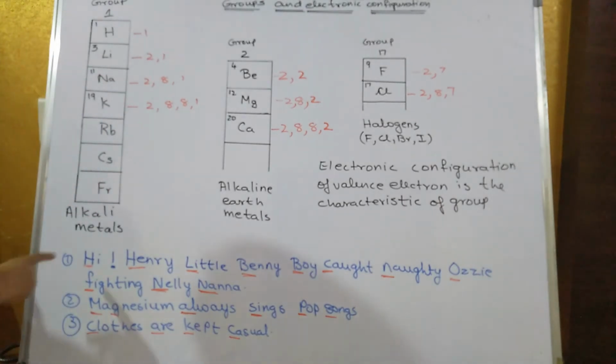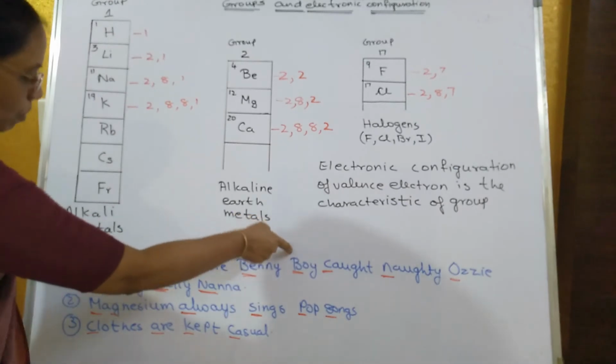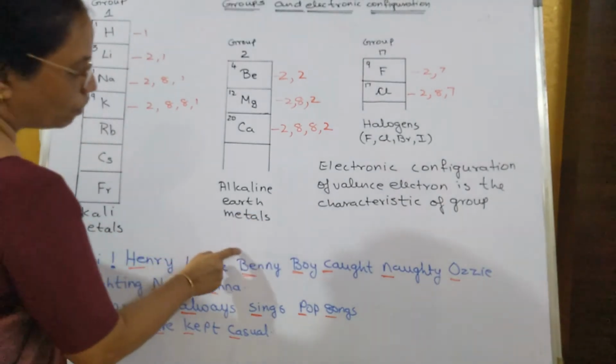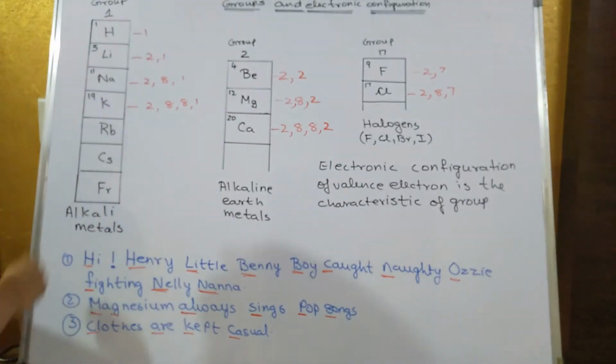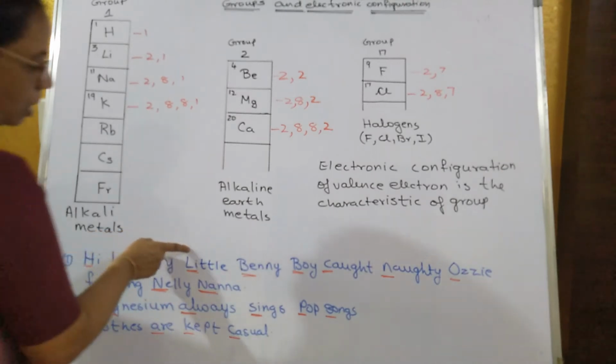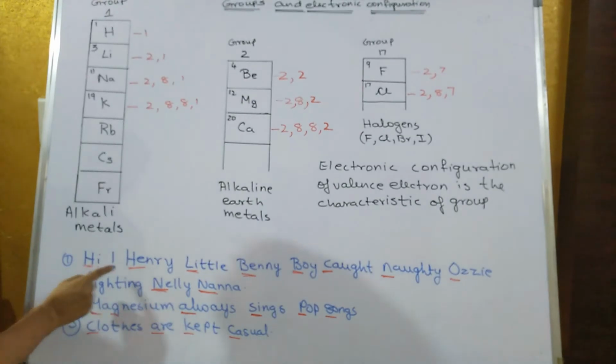So supposing I want to see boron. What is the atomic number of boron? 1, 2, 3, 4, 5. So the atomic number of boron is 5. If I want to see sodium, we already know sodium is 11. So just count and see: 1, 2, 3, 4, 5, 6, 7, 8, 9, 10 and 11.